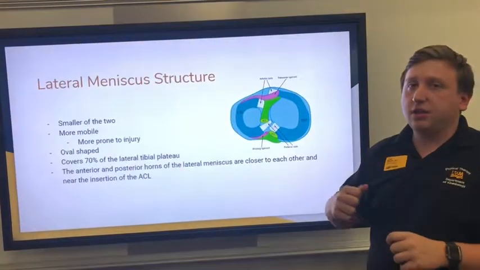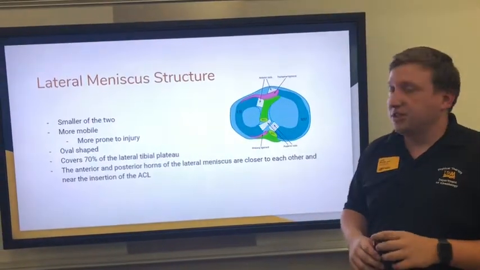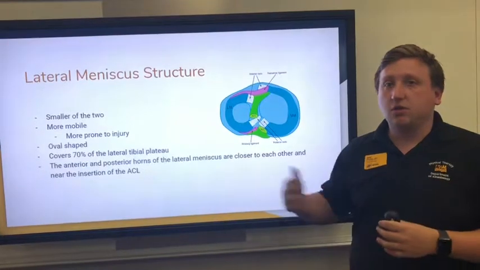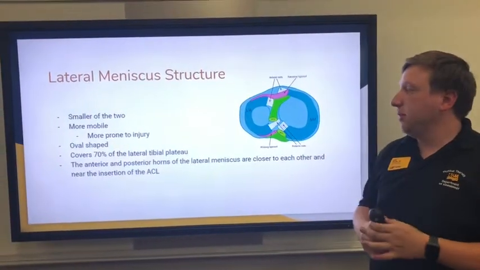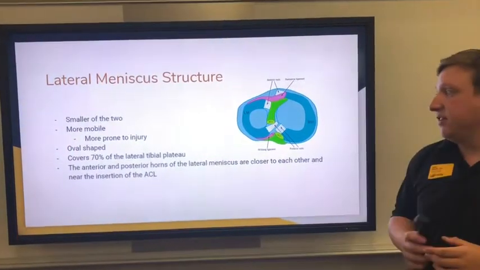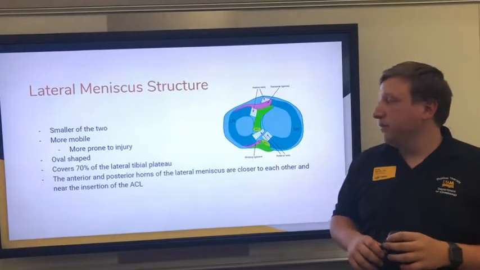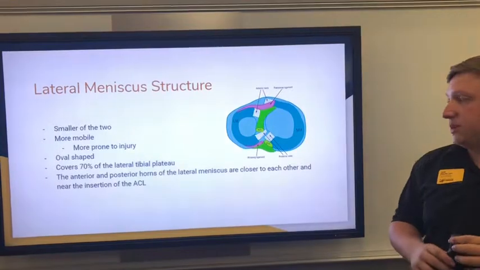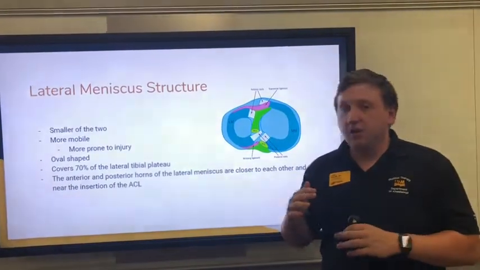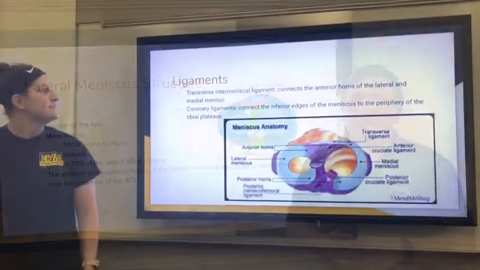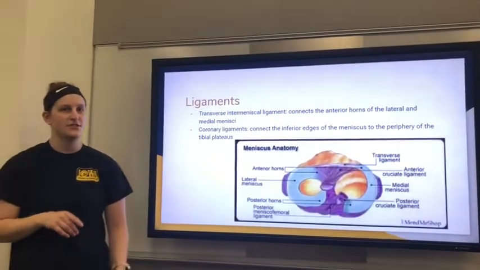Moving on to the lateral meniscus, it's the smaller of the two, like we said. It's more mobile than the larger medial meniscus, so therefore it's more prone to injury over chronic time. It's more of an oval shape instead of that C shape, and it covers 70% of the lateral tibial plateau. The anterior and posterior horns of the lateral meniscus are closer to each other, and they're very near the insertion of the ACL.